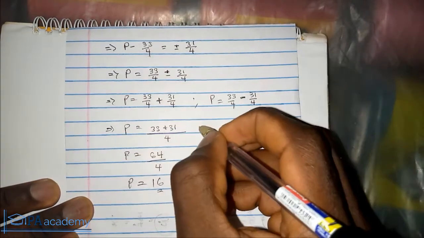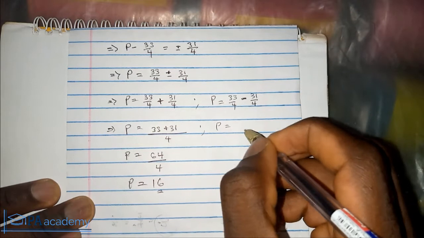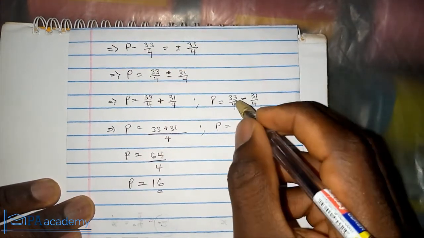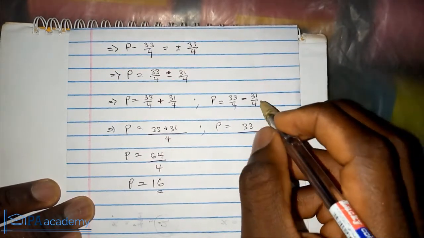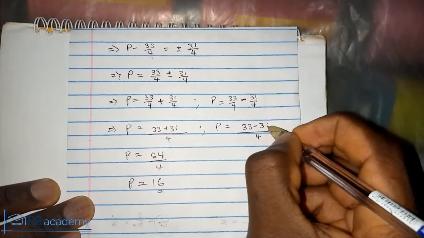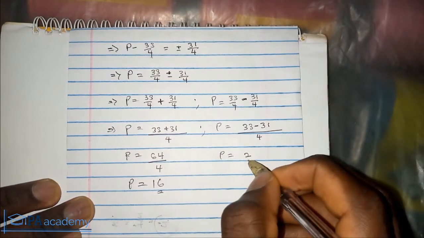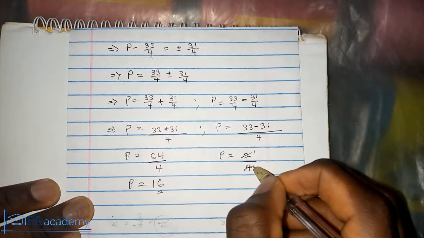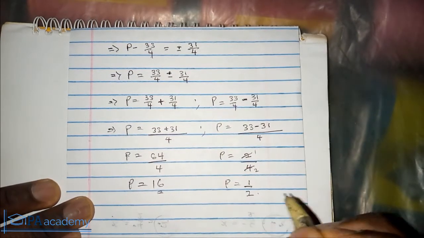So let's continue with the other part. So p equals, the LCM here is also 4. So 4 divided by 4 is 1, multiplied by 33, that will give us 33. 4 divided by 4 is 1, multiplied by minus 31, that will give us minus 31. So p equals 33 minus 31, that is 2 over 4. So 2 divided by 4, 2 is 1, 2 here is 2. So the value for p here is equal to 1 over 2.